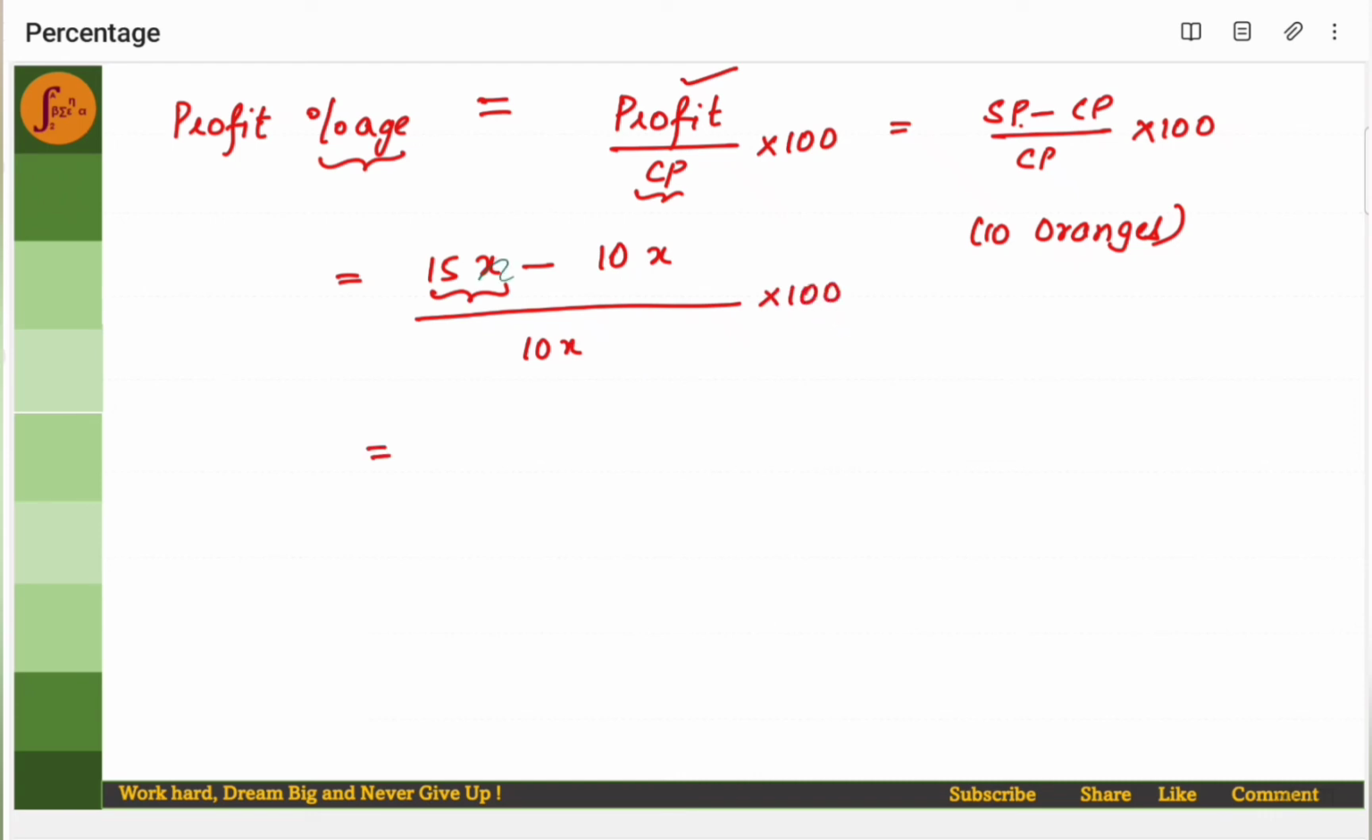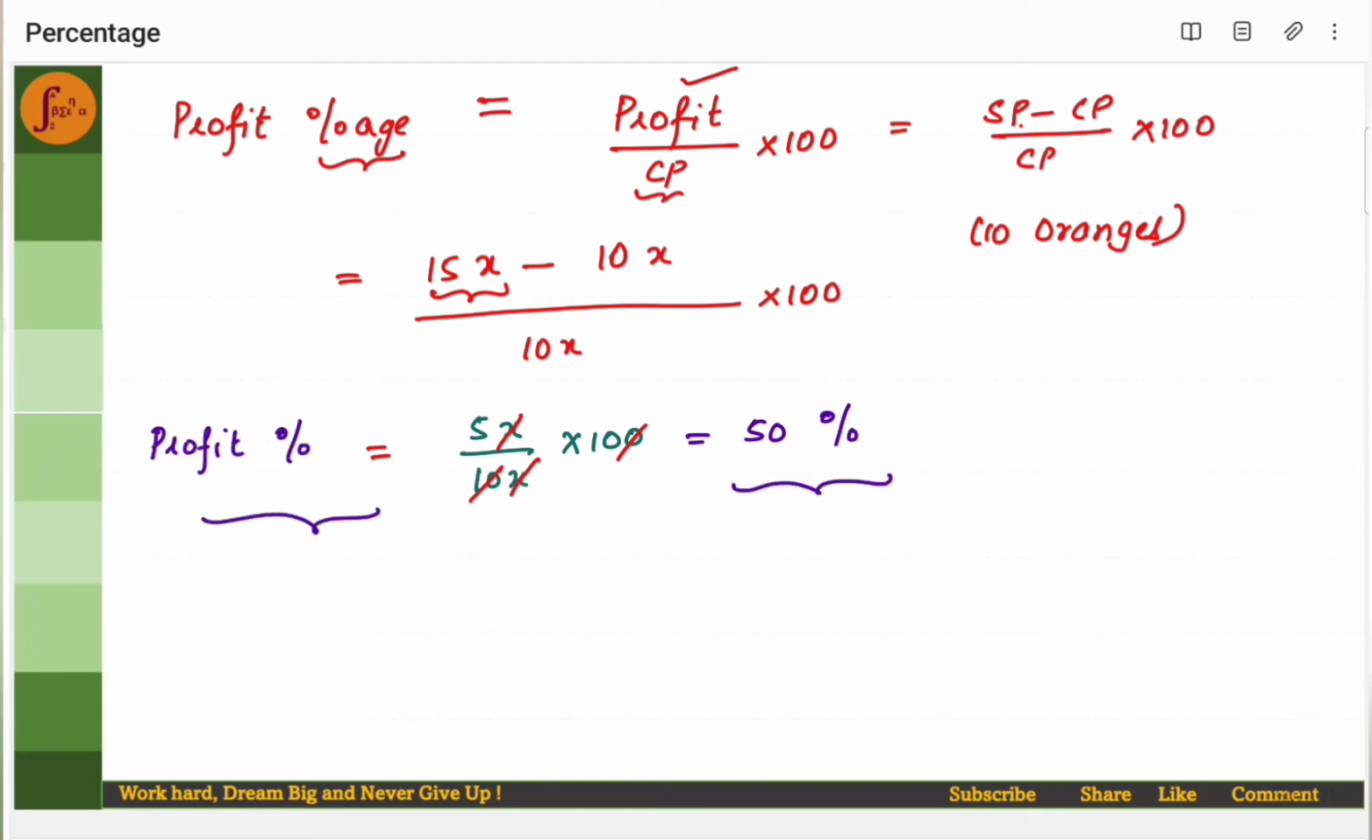into 100. 15x minus 10x is 5x by 10x into 100. x and x will get cancelled. 10 and 10 will get cancelled. So you will get 5 into 10, 50. Then, let's not forget percent symbol. This is profit percent. Therefore, profit percent is 50%. I hope you understood this problem.